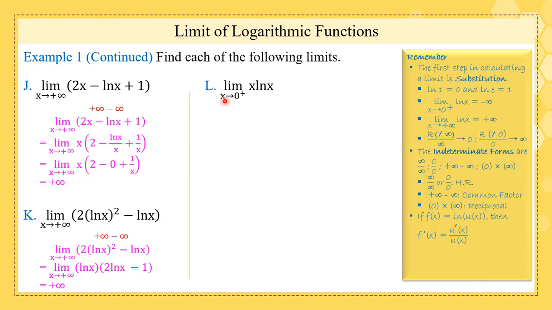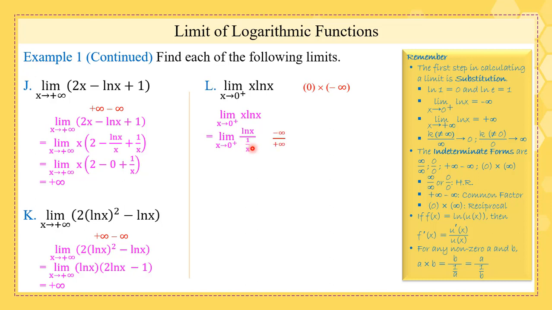Now, part L, the limit of x ln x as x tends to 0 plus. Well, by substitution, it leads to 0 times negative infinity, because the limit of ln x as x tends to 0 plus is negative infinity. Now, 0 times infinity, we apply the reciprocal method. Let's see what we mean by the reciprocal method. Remember here, please, if a and b are two non-zero real numbers, a times b could be written as b over 1 over a. And if we apply this procedure here, we can say that x ln x could be written as ln x over 1 over x.